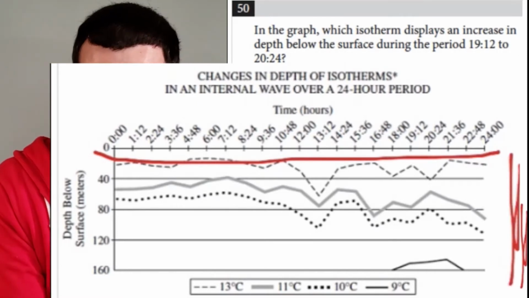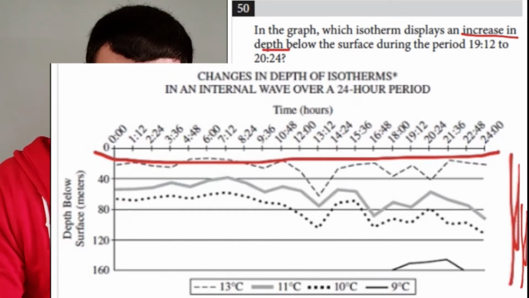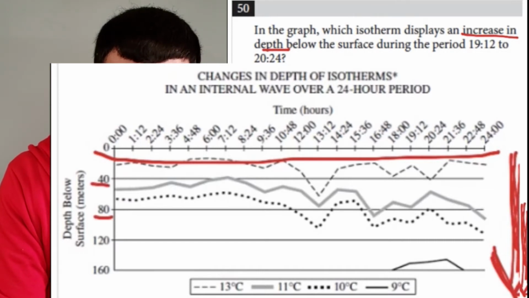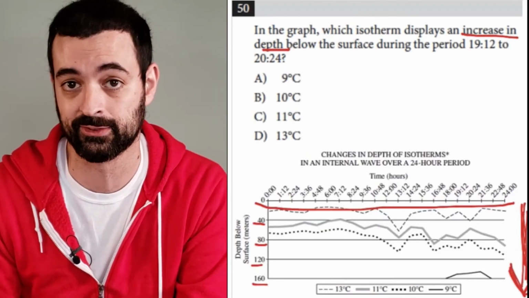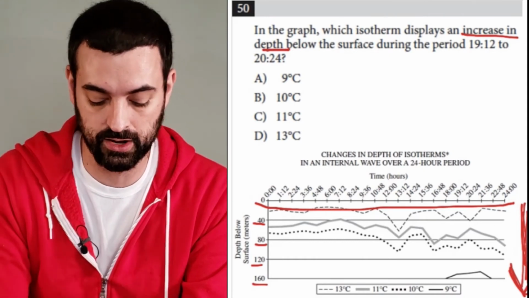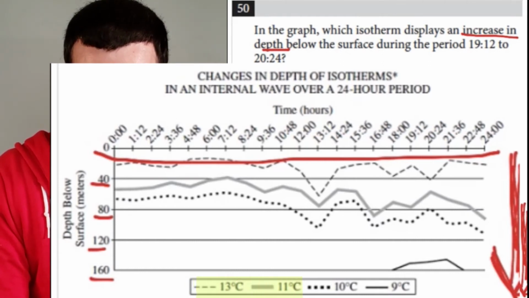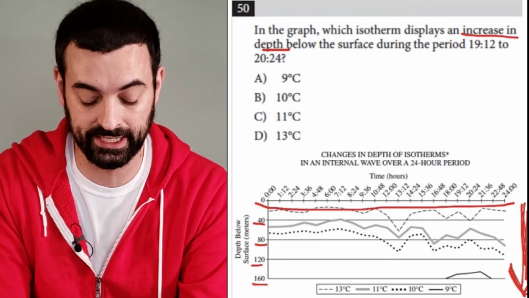Notice though that an increase in depth will correspond to a movement downward along the vertical axis, right? Our depth increases as the numbers move down the vertical axis. That's not the way that a conventional XY axis operates. Our degrees are denoted with a broken line for 13, solid gray line for 11, dotted line for 10, and a solid black line for 9 degrees. Let's check out each of these.